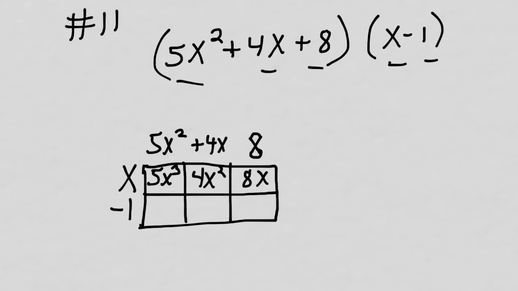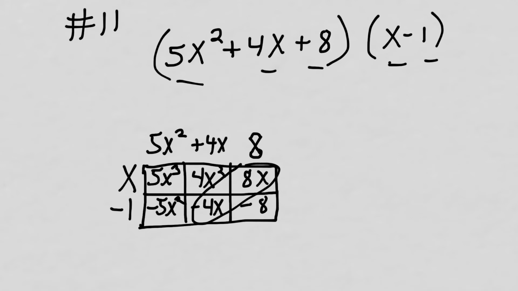On the bottom, we got negative 1 times 5x squared, so that's going to be minus 5x squared. Negative 1 times 4x is going to be minus 4x. And negative 1 times negative 8 is going to give us negative 8. We're going to combine terms. And if you haven't figured it out yet, you're always combining in diagonals.